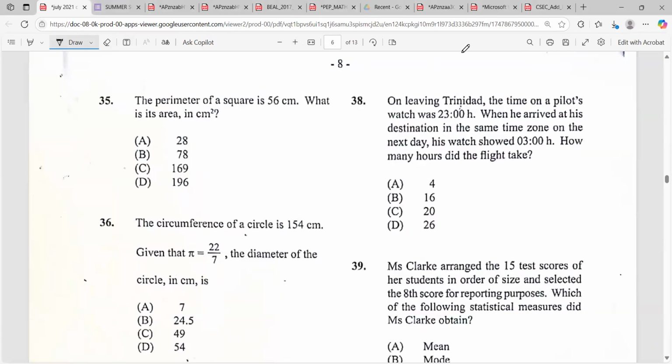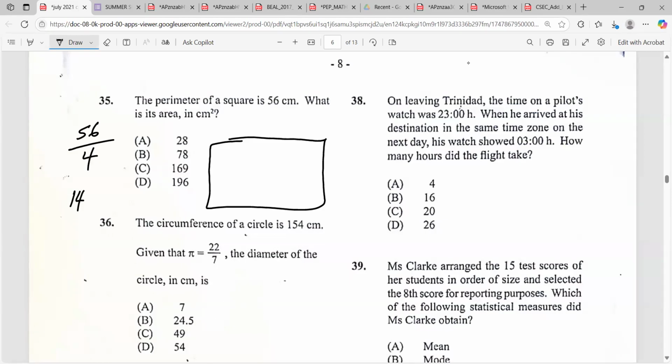The perimeter of a square is 56 centimeters. What is its area? So they are saying that the total distance around is going to be 56. We know that all the sides are equal, so it's going to be 56 divided by 4 to find one side, which will work out to 14. If we want to find the area of a square, it will be 14 times 14. 4 times 4 is 16. So that means 196.